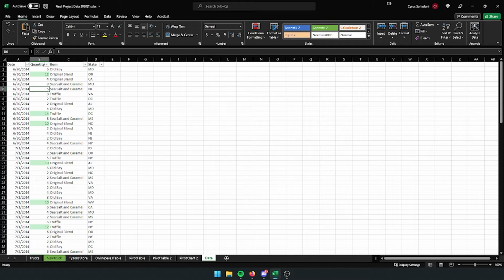I've also used the conditional formatting function to highlight any quantities that are greater than 8, so that information is easy to view at a glance.